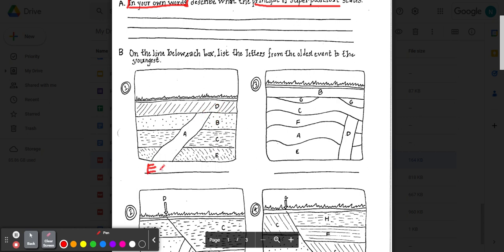Sorry for my terrible writing again. Then C. Then B. Okay, you notice A doesn't come up into D, so it's got to be A. And then D.